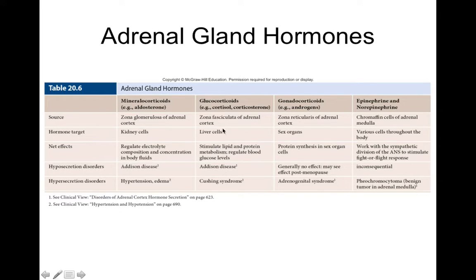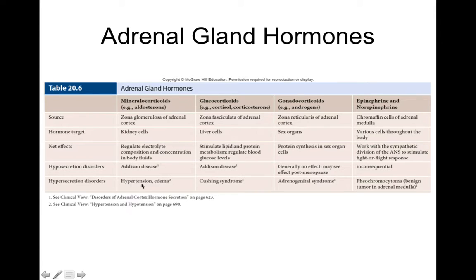With Addison's disease, you can also get low levels of cortisol, which would mean you might have low nutrient levels in your blood. You can have low blood glucose, low lipids, and low protein in your bloodstream as a result. Now, if you have hypersecretion of aldosterone, this causes hypertension and edema.